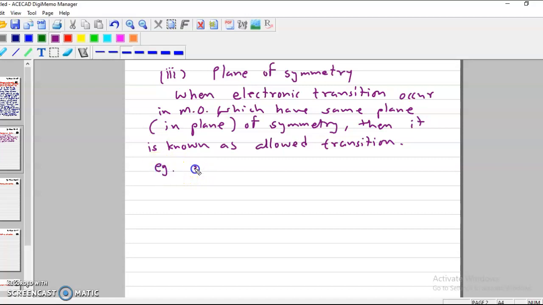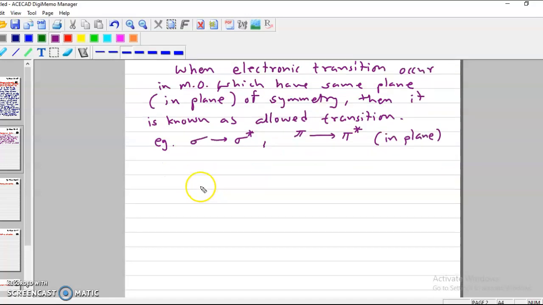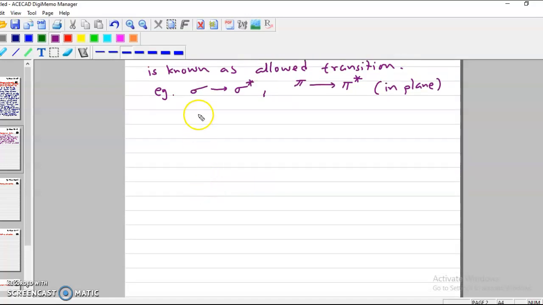For example, sigma to sigma star transition with a certain amount of energy, or pi to pi star transitions are allowed transitions according to the plane of symmetry. Why? Because both transitions are in plane transitions. That means the plane will remain the same. The plane of symmetry will not change during this transition. So these are allowed transitions.